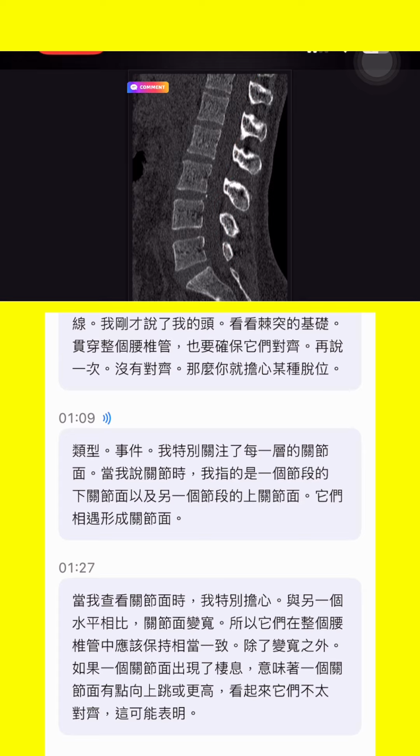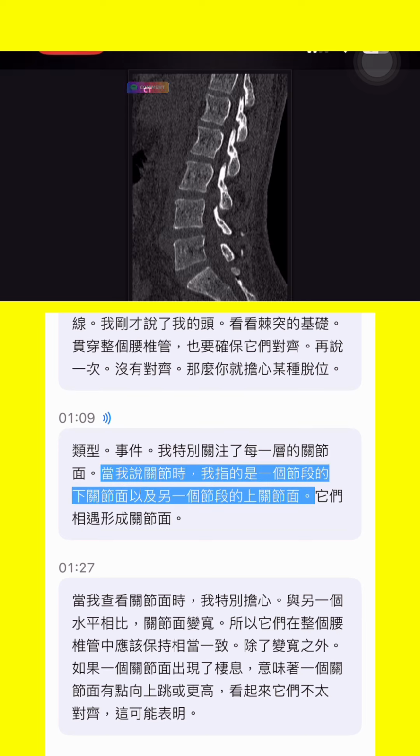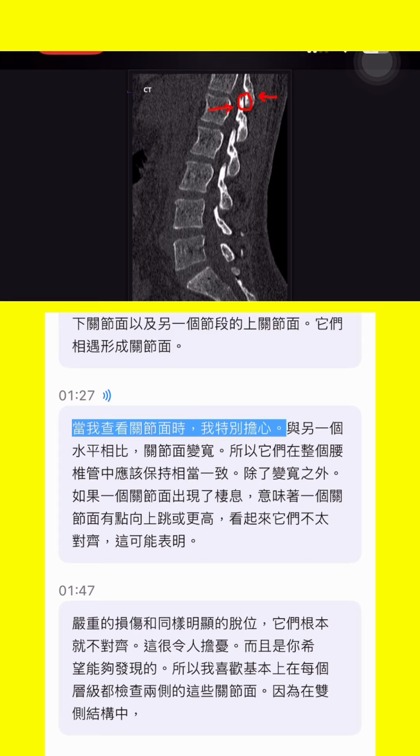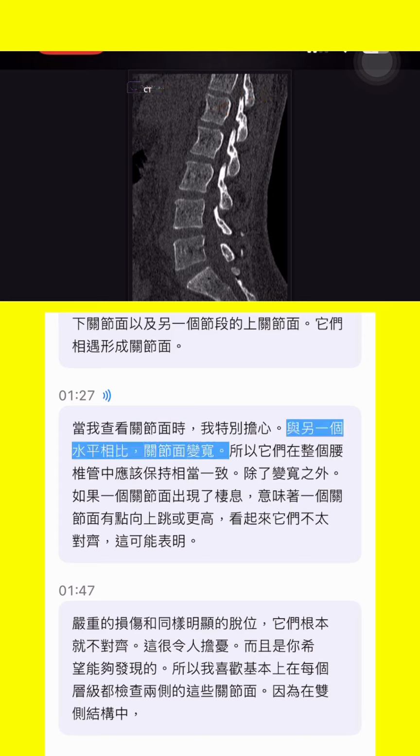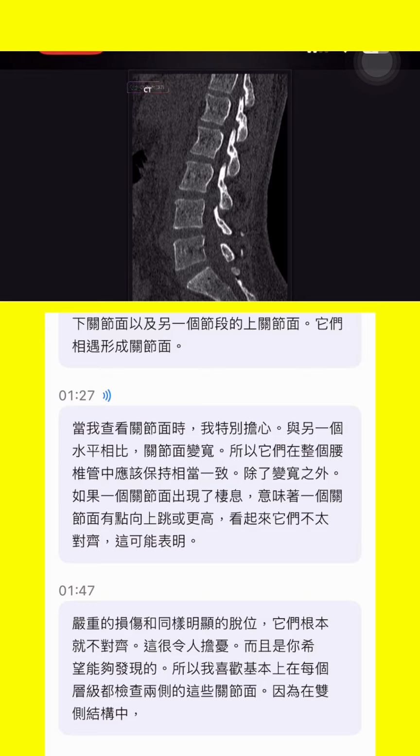I then pay special attention to the facet joints at each level. And when I say facet joint, I'm talking about the inferior articulating facet of one level in addition to the superior articulating facet of another level. They meet together. Looking at the facet joints, I'm particularly concerned about widening of the facet joints relative to another level, so they want to be pretty consistent throughout the lumbar canal.